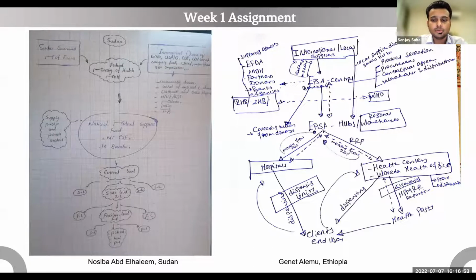Maybe you have not looked at that. Here Gwyneth has written that at IPSA Central, product selection happens, procurement happens, contracts happen, and warehousing and distribution happen. So here at regions as well, warehousing happens.